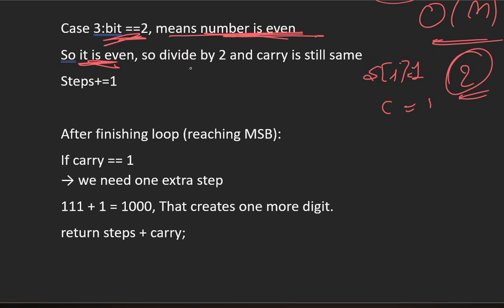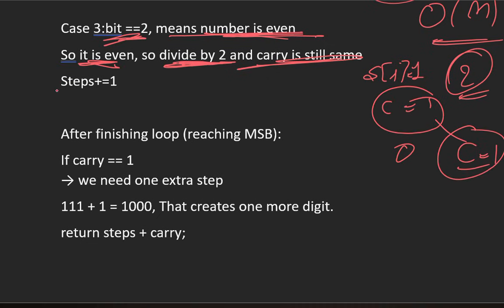So if it is even, what do we have to do? We have to divide it by 2, and carry will be the same, because in binary 1 plus 1 is 0, and it will give us carry 1. So carry is the same. So we will be increasing the step by 1, because we just have to remove this 2.